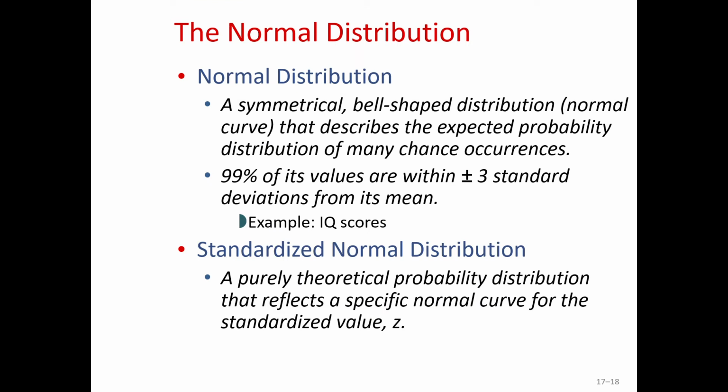The normal distribution. One of the most common probability distributions in statistics is the normal distribution, commonly represented by the normal curve. This mathematical and theoretical distribution describes the expected distribution of sample means and many other chance occurrences. The normal curve is bell-shaped, and almost all, 99%, of its values are within plus or minus 3 standard deviations from the mean.